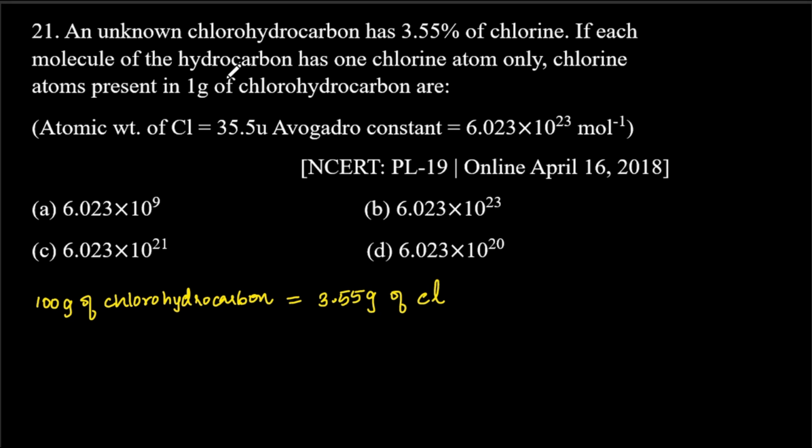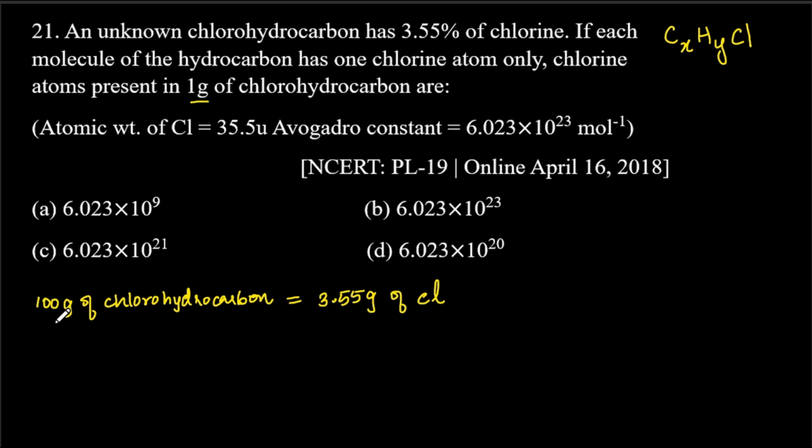If each molecule of the hydrocarbon has one chlorine atom only, let us consider this hydrocarbon has X carbon atoms and Y hydrogen atoms. They are told that it contains only one chlorine atom, so the molecular formula contains only one chlorine atom. From this we can tell that 1 mole of this compound contains 1 mole of chlorine atoms. In this question they are asking the number of chlorine atoms present in 1 gram of chlorohydrocarbon.